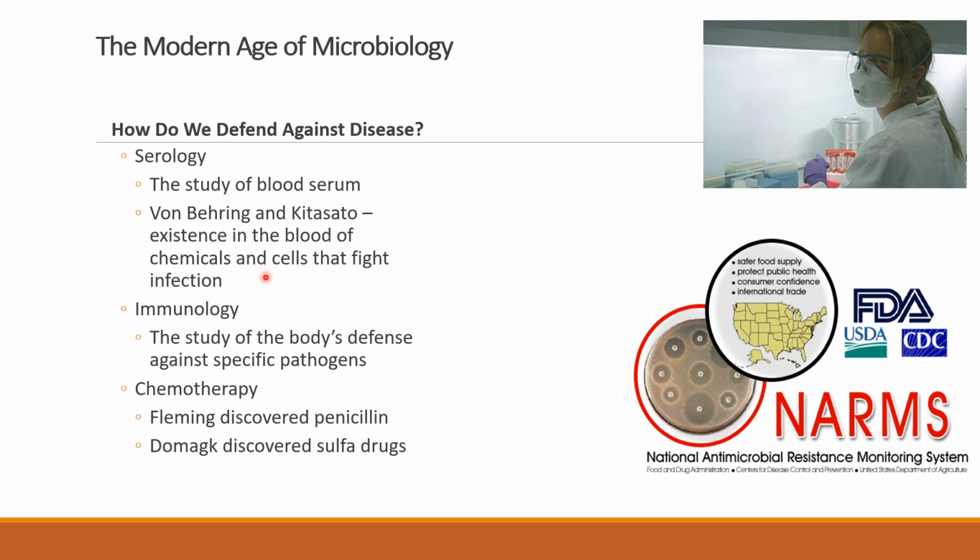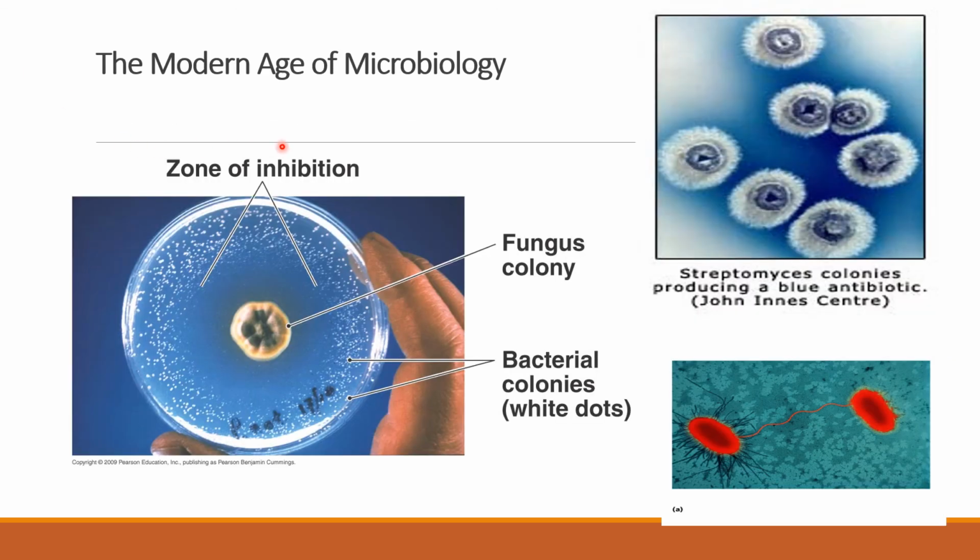And then we have immunology, wherein you talk about the defense system, and chemotherapy. Here we have the penicillin discovery by Fleming, and even sulfa drugs discovery by Domagk. So these two are the major contributions for chemotherapy. Some more important revolutions you can see here, finding out the zones of inhibition.